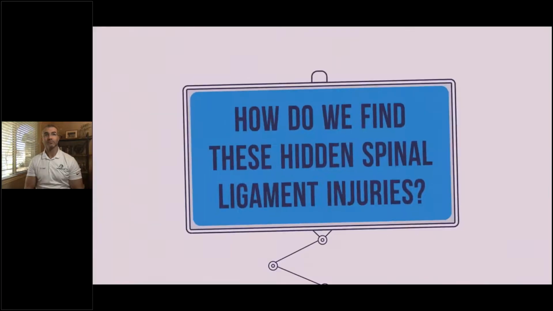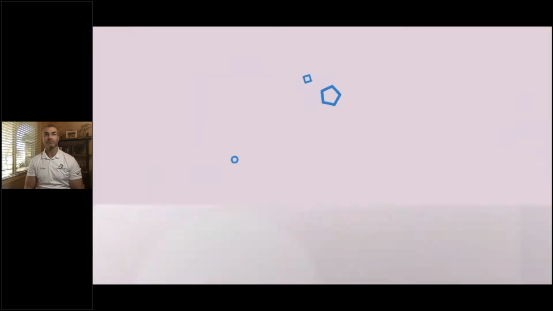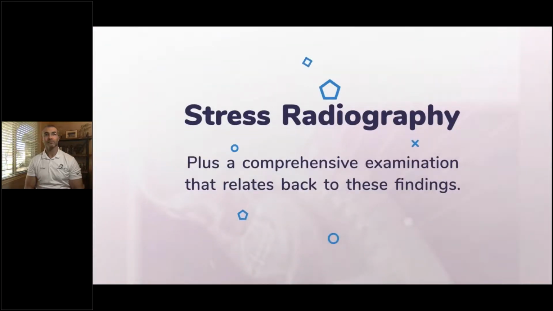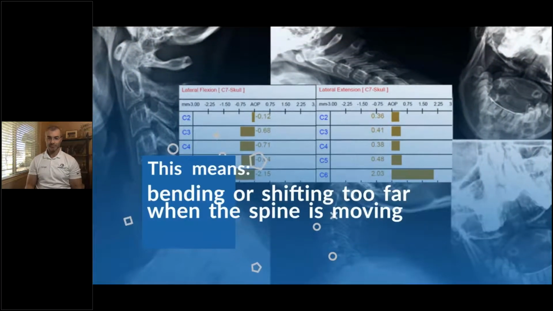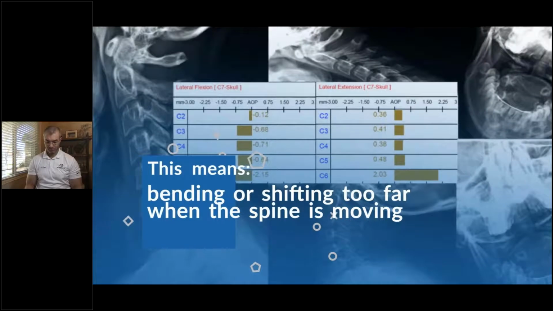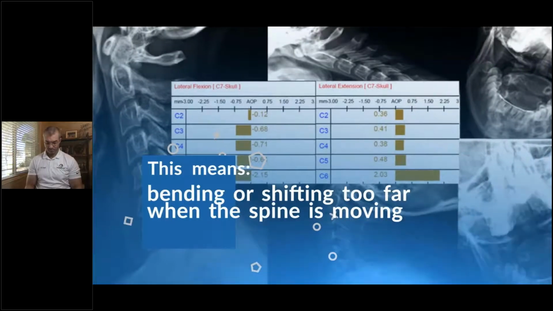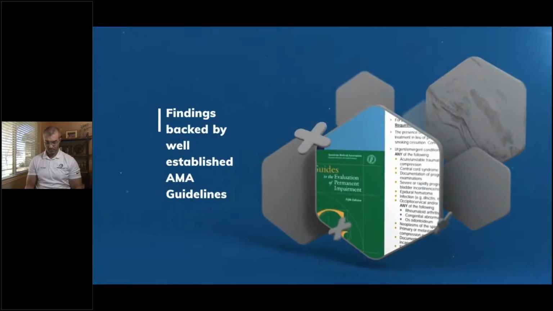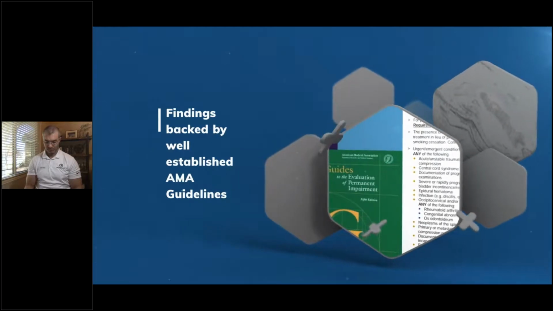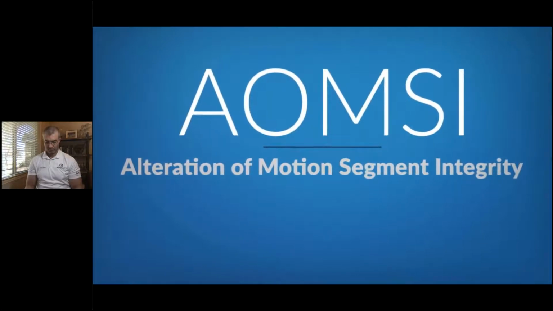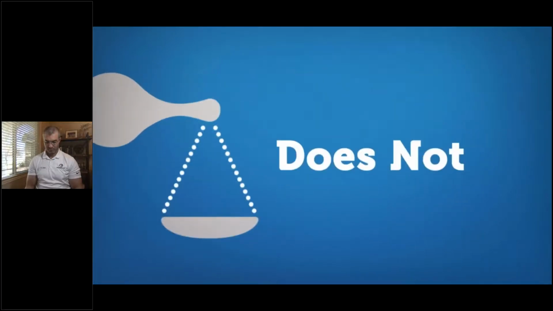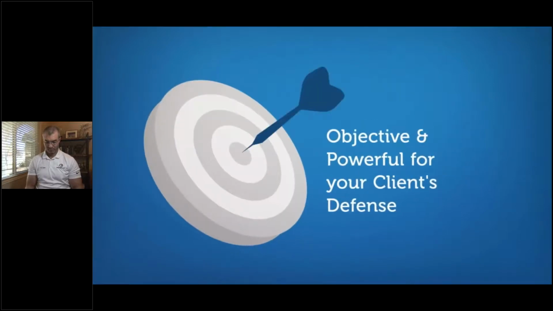Okay, so how do we find these hidden spinal ligament injuries? These are discovered on stress radiography and a comprehensive examination that relates back to these findings. Specific measurements are performed on these X-ray images to determine if there's something called excessive motion. This means that a bone in the spine is either bending too far or shifts too far when the spine is moving. The really powerful thing about this test, they're backed up by well-established guidelines that have been published by the American Medical Association. These are called AOMSI, or Alteration of Motion Segment Integrity. The injured party either does or doesn't have a relevant finding. It is objective and powerful for your client's defense.